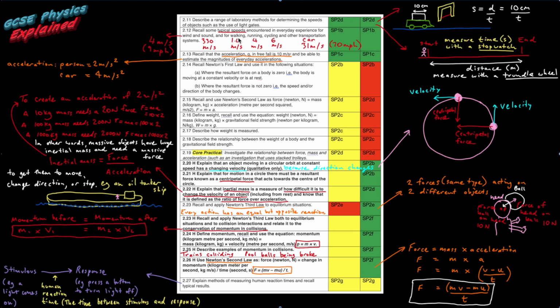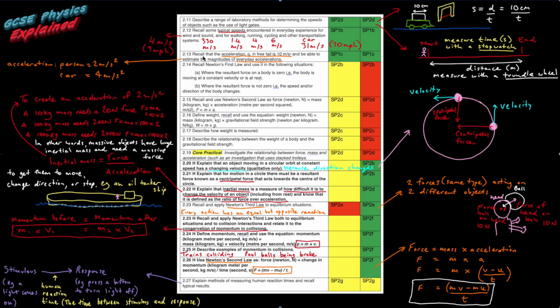Speeds for walking could be 1.4 meters per second. Running is 4 meters a second. Cycling about 6 meters a second, depending on whether you're going down a hill or not. And for other transportation, such as a car, if you're going 70 miles per hour on a motorway, that will be 31 meters per second.